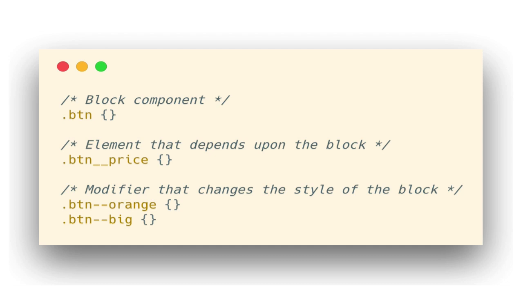So this is how our CSS will look. For example, we have a component called button, and the element that depends upon the button has a naming convention of 2 underscores, and the modifier that modifies the block element follows the double dashes.